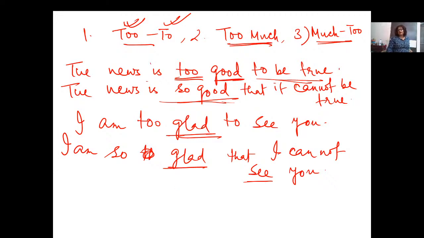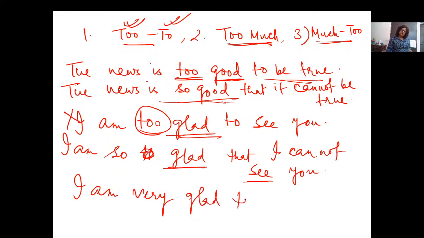But if I use "too" before glad, the meaning will be different. So what will be the correct sentence? The correct sentence will be: I am very glad to see you, because glad is a positive word. So that's why this is the wrong sentence. The correct sentence will be I am very glad to see you.